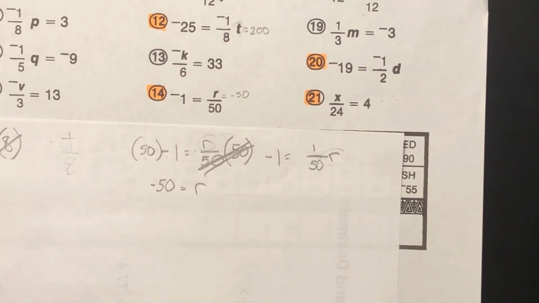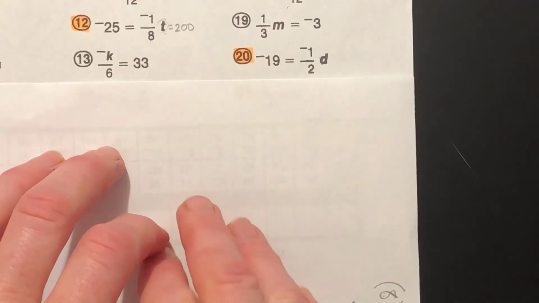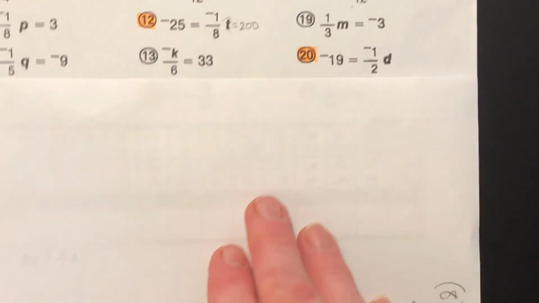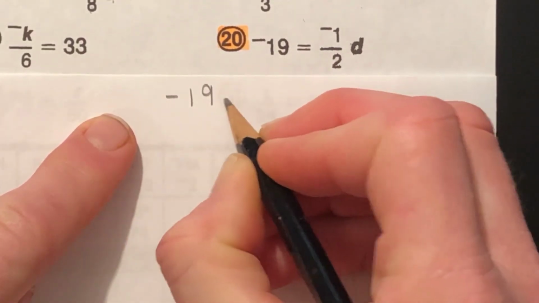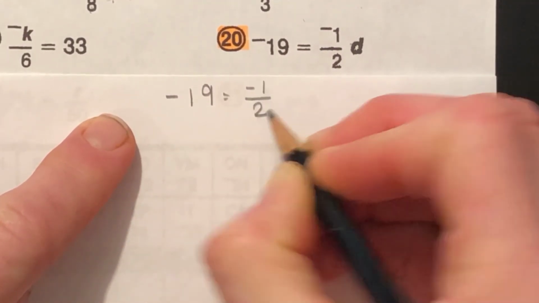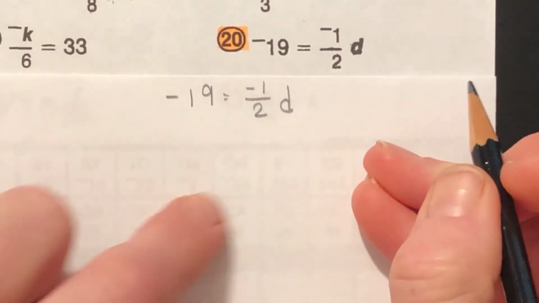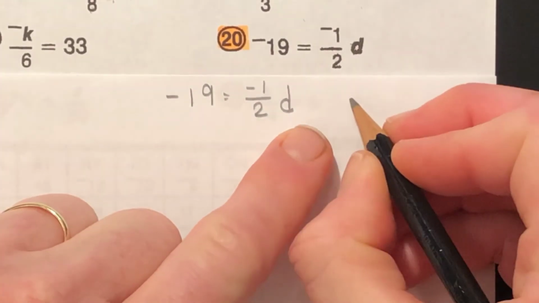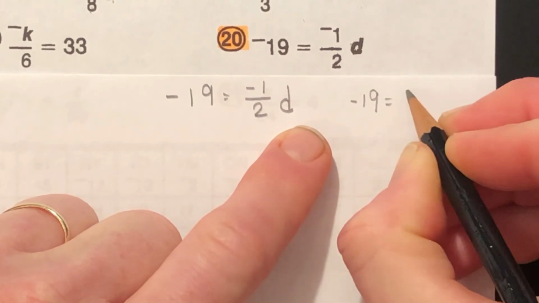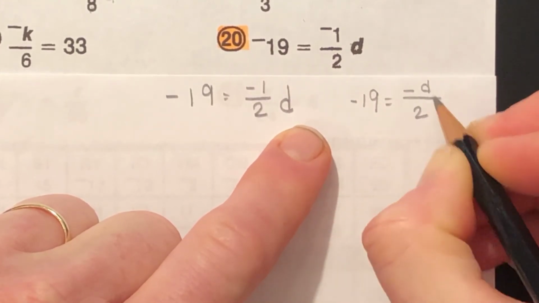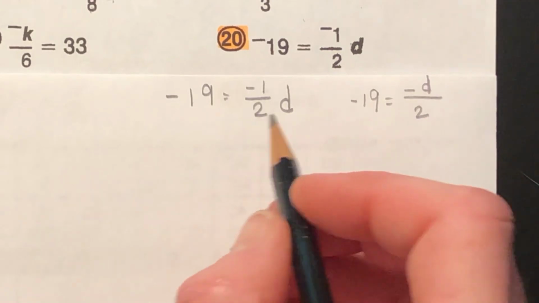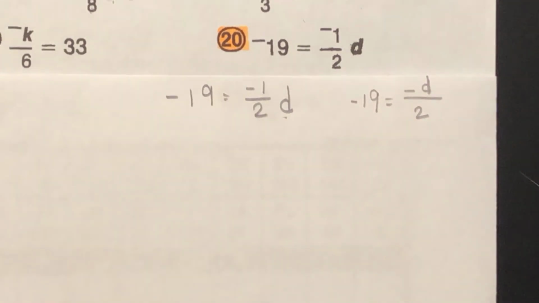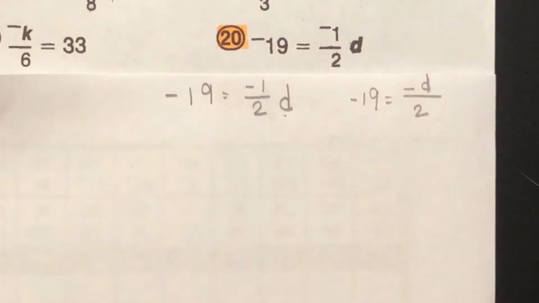Now on to 20. Negative 19 equals negative 1/2 d. Remember, I can write that both ways. I can put negative 19 equals negative 1/2 d. I can also write it like this: negative 19 equals negative d over 2. It's both the same. I mean, exactly the same thing. This is with that d pulled out over here. This is how it's written, so this is how we're going to solve it.